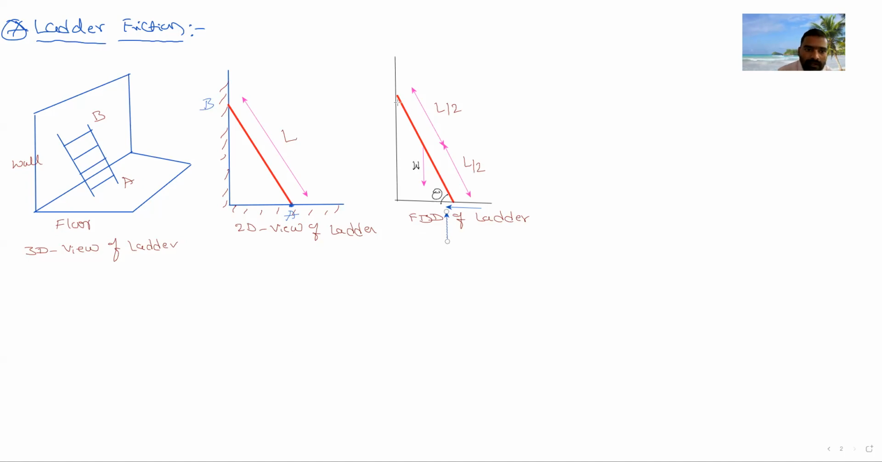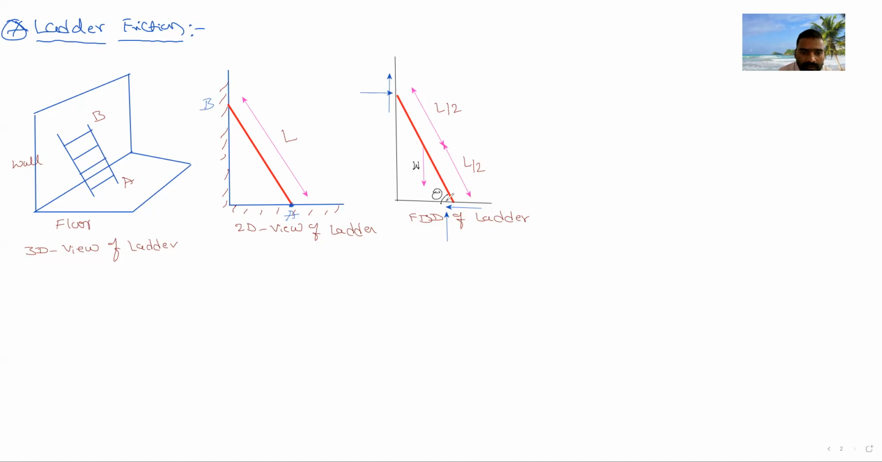Then at the point B, when the person climbs the ladder, is the point B moving upward or downward? Downward. When the point B is moving downward, is the frictional force in upward direction or downward direction? Upward direction. Then the normal reaction is exactly opposite.